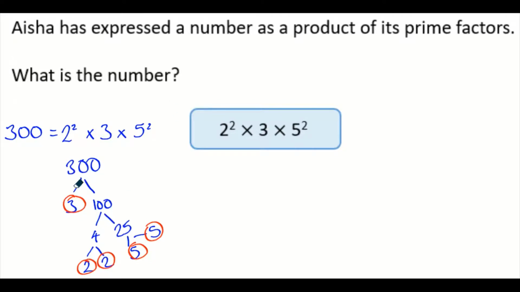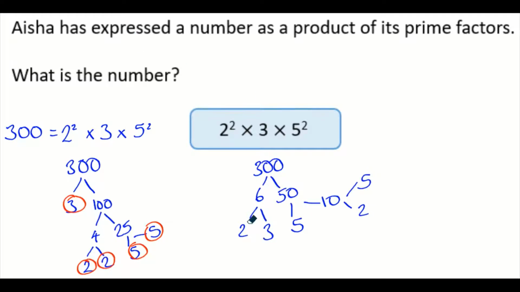Now it doesn't matter what you choose as your pairs of factors. So for example, if instead of saying 300 is 3 times 100, you thought, oh, I know that 300 is 6 times 50, then that would be fine. 6 is not prime, 6 is 2 times 3, 50 is not prime, 50 is 5 times 10, 10 is not prime, 10 is 2 times 5. We would end up with the same prime factors.